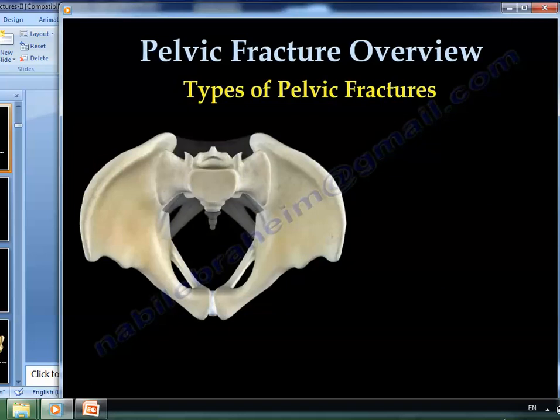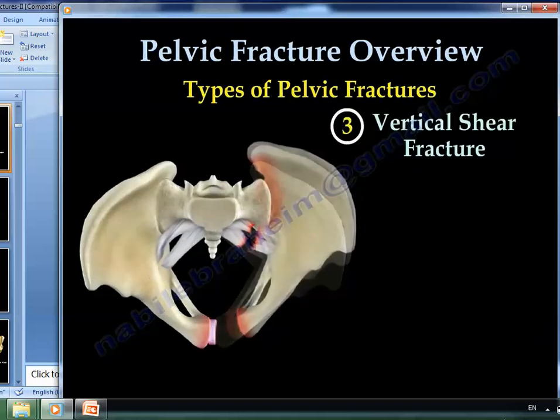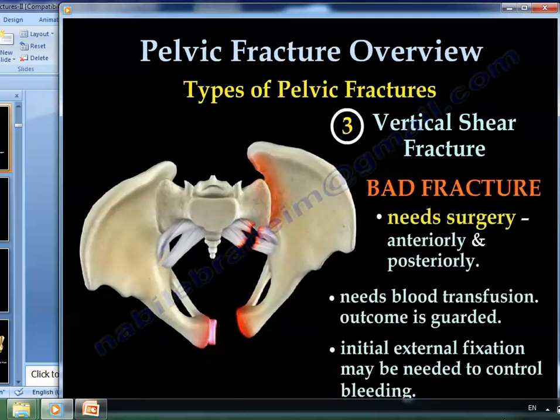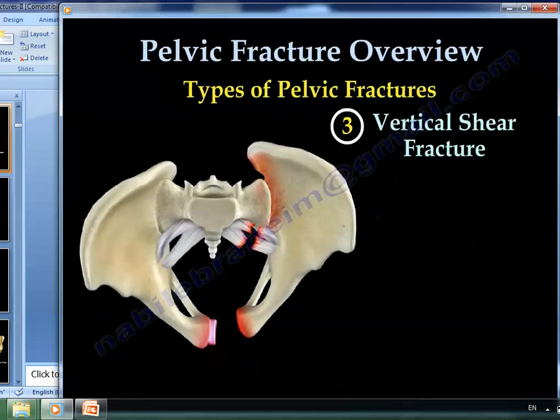The third type is the vertical shear fracture. It is a bad fracture. It needs surgery anteriorly and posteriorly. It needs blood transfusion, extensive blood transfusion. Outcome is guarded. Initial external fixator may be needed to control the bleeding.